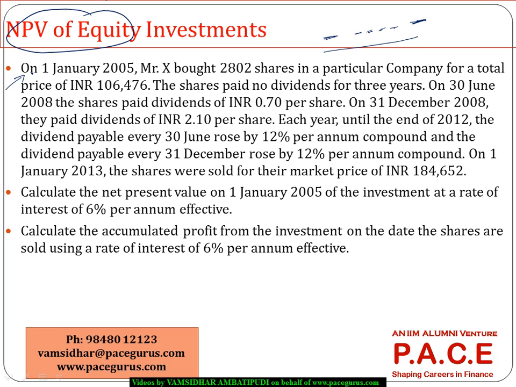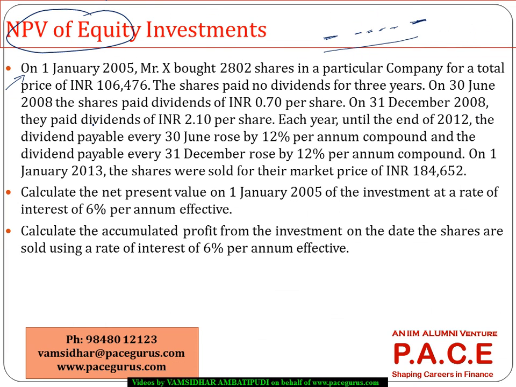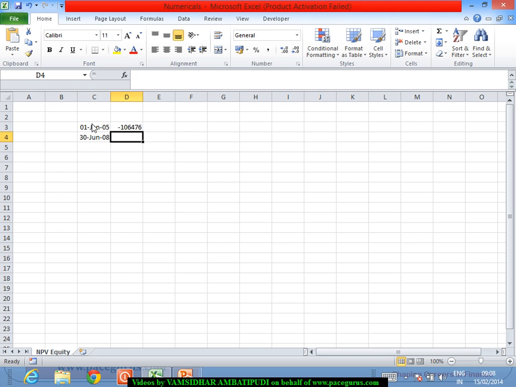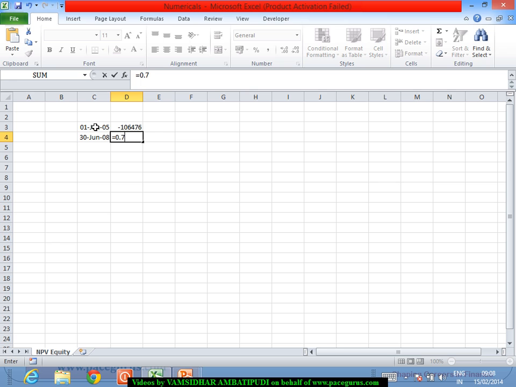So for this kind of an investment, how do I find out the net present value? Probably this is right from 2005 if I am looking at it. Right, if I have to tabulate the same, on 1st Jan 2005, there was an outflow of 106,476. Then there is nothing until 30th June 2008. So 30th June 2008, there was 0.7 rupees per share. So overall, the dividend that was paid, 0.7 rupees per share multiplied by 2,802 shares.